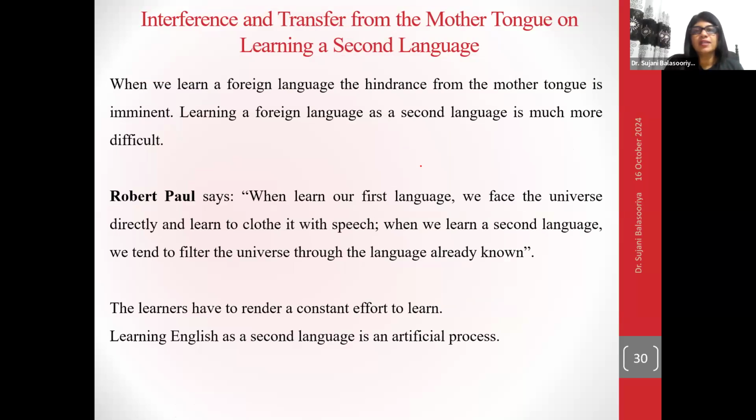Okay, now this section deals with the interference and transfer from the mother tongue on learning a second language. Already you have paid your attention to these areas, and now you have read something also, no? So I think the points presented here are already clear to you, so I will make it brief. When we learn a foreign language, the hindrance from the mother tongue is imminent. You understand that. Always there will be the interference of the mother tongue, right?